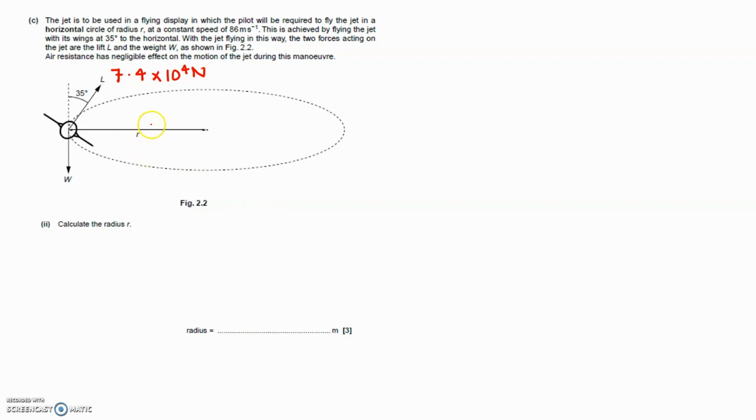Now, when something moves in a circle, there is a force acting towards the centre called the centripetal force, and we can calculate the centripetal force by using the formula mv squared over r, where r is the radius of the circle. So we need to use the force acting towards the centre of the circle, which I've labelled F. Now, a common mistake is to use 74 kilonewtons or 74,000 newtons, which is what we calculated in the previous part of the question.